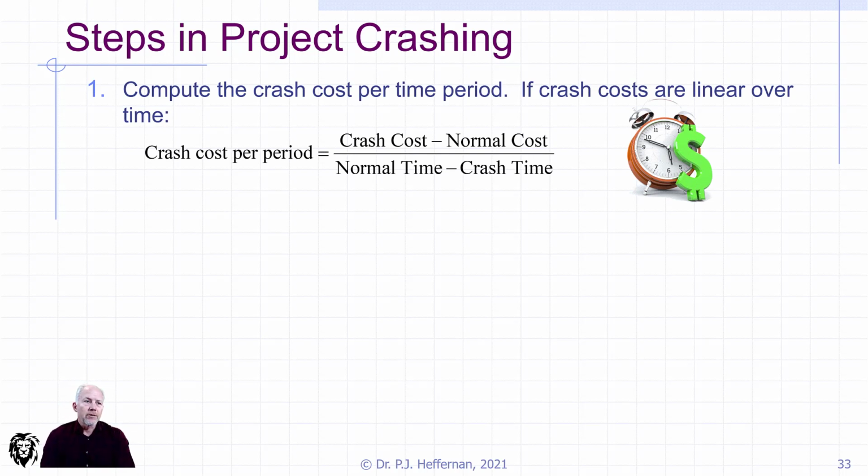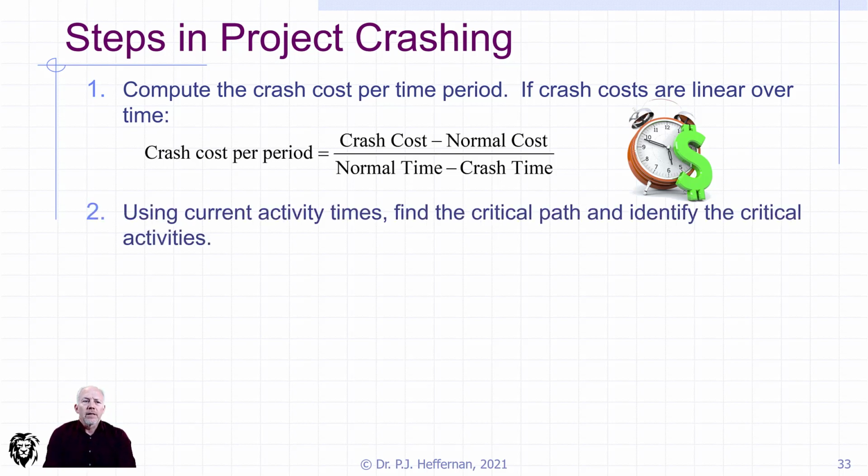The first thing we need to do is to compute the crash cost per time period. So we're in our work breakdown structure. We're making a different set of decisions, and then we're going to come up with a different cost and a different time estimate and figure out what we're saving. Normally we would express that as a crash cost per time period so that it can be compared across activities.